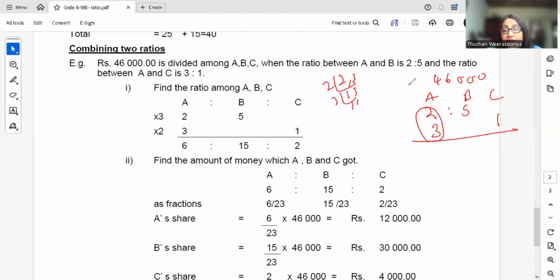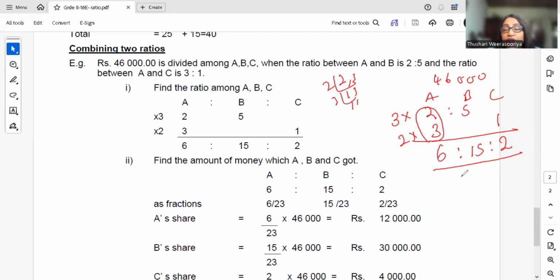2 times 3 is 6. LCM is 6. Then multiply. Now you have to make it 6. Then this answer is 6. A's part is 6. Now 2 has become 6. With what do you multiply? By 3. The whole line should be multiplied by 3. 3 times 2, 6. 3 times 5, 15. Then this is multiplied by 2. 2 times 3, 6. 2 times 1, 2. There I get a complete ratio, the combined ratio. That is A is to B is to C equals 6 is to 15 is to 2.